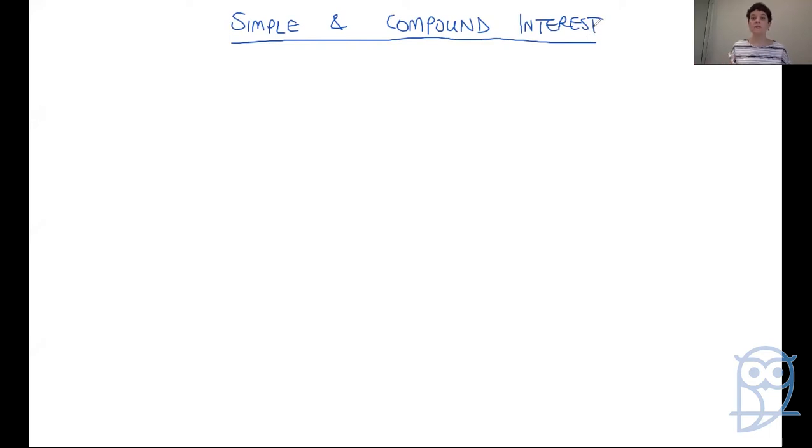The big difference is in how that interest is calculated. When it comes to simple interest, we calculate the interest only once. So you calculate the interest once and then add it repeatedly.